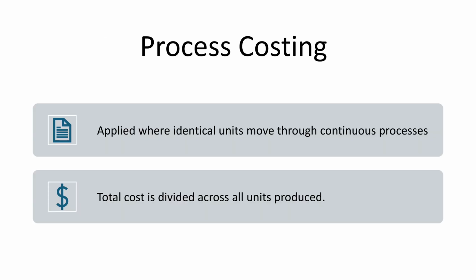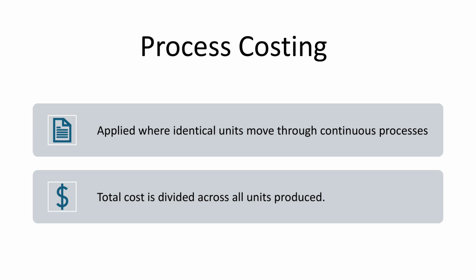Now let's take a look at process costing. Process costing is used in continuous production environments where identical units move through stages. Total cost is divided by the number of units produced. Examples include chemicals, food processing, and oil refinery.